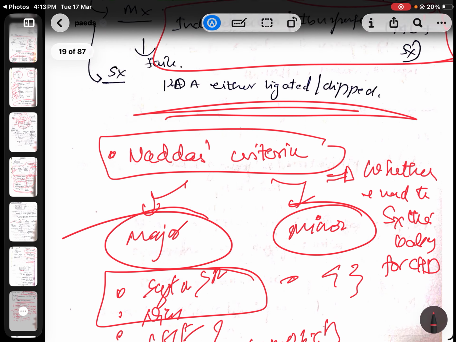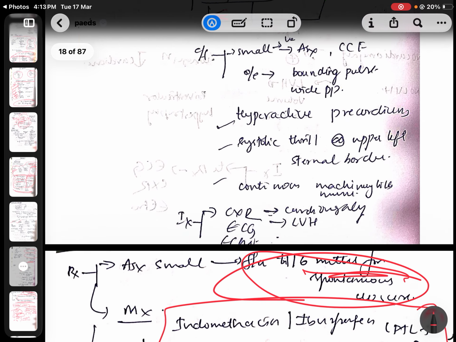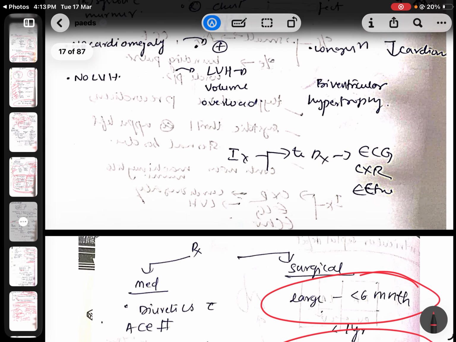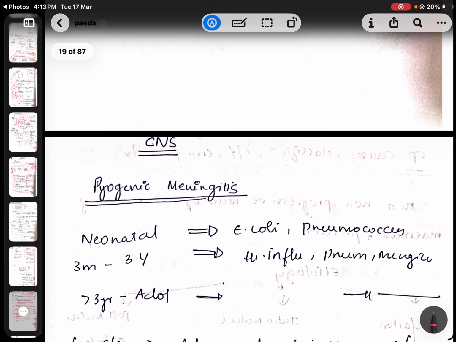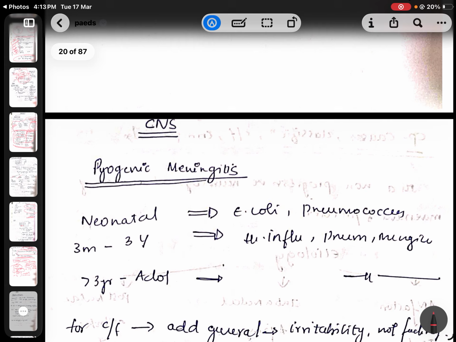That's one important thing. Then I think the major part of CVS I have covered. I think that should be enough. So that's it for the 15 marks. Now coming to CNS, 10 marks.